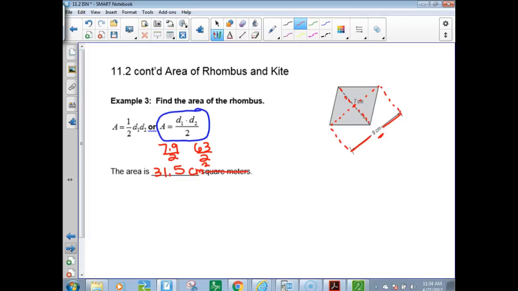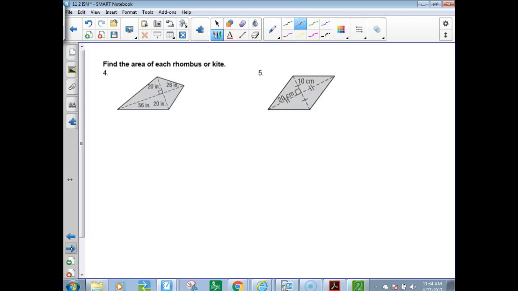Okay, make it much smaller. Find the area of each rhombus or kite. What do you think 4 is? A kite or a rhombus? Sure is, because the diagonals aren't congruent. One diagonal is 20 plus 20, so I'm going to write down diagonal 1 is 40. And diagonal 2 is the other one, 56 plus 26, which would be 82. So now I'll do the formula. Area is diagonal times diagonal. So 40 times 82, but don't forget to divide by 2.